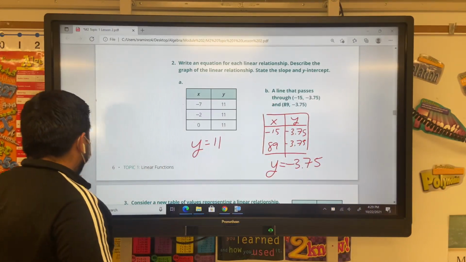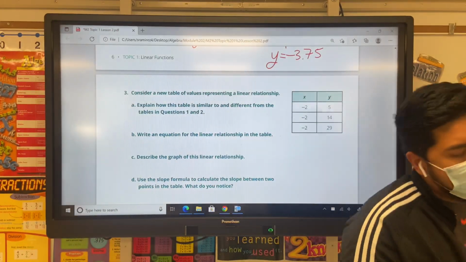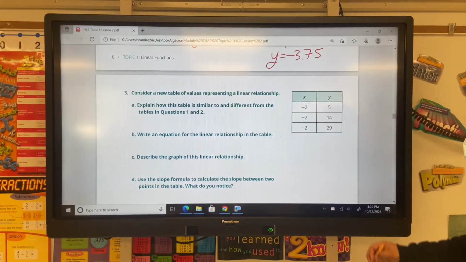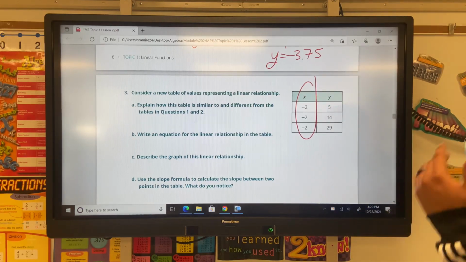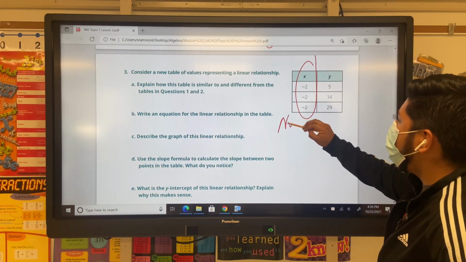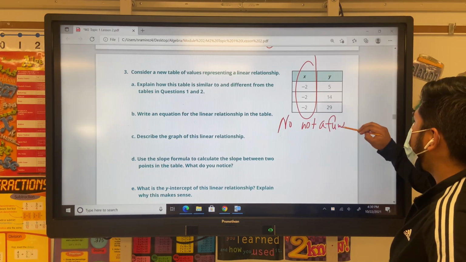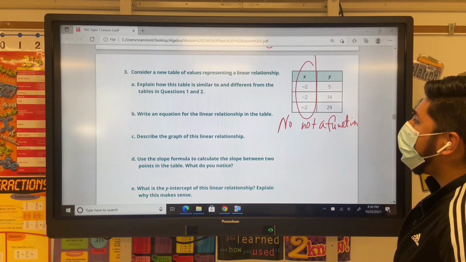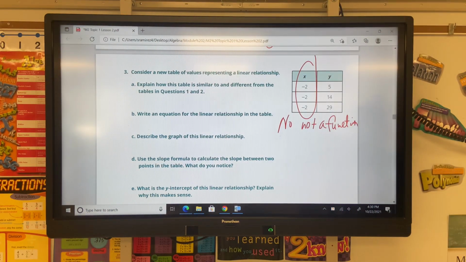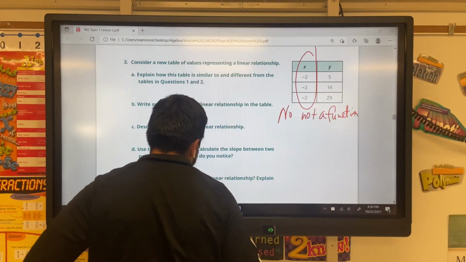Let's keep going. Consider this table. What's repeating now? The x's. Ask yourself real quick, is this a function? No, it's not a function. There is something that is going to happen because it's not a function. Let's check it out. Let's put it under stat edit.